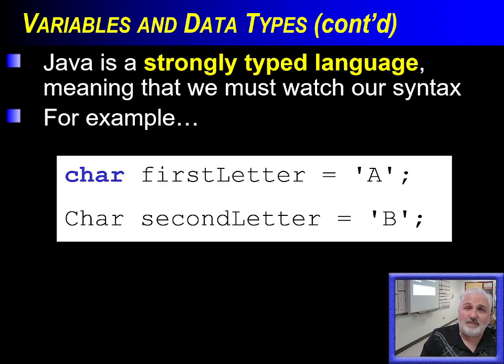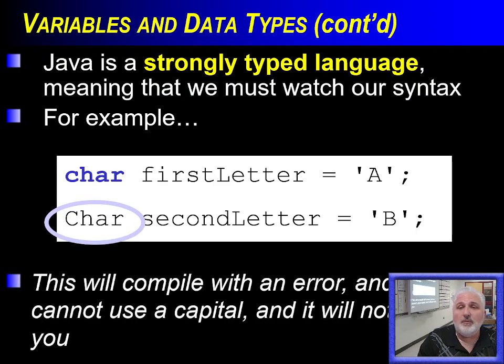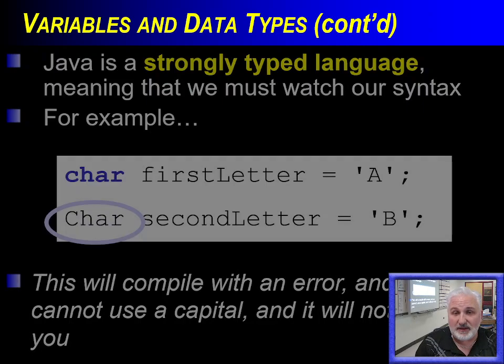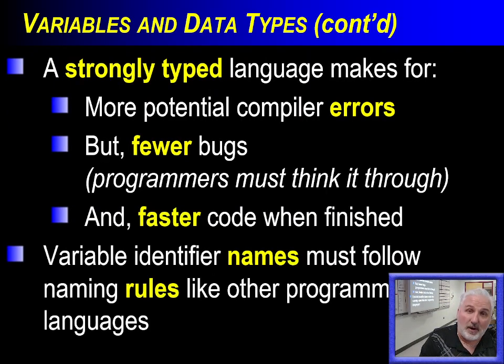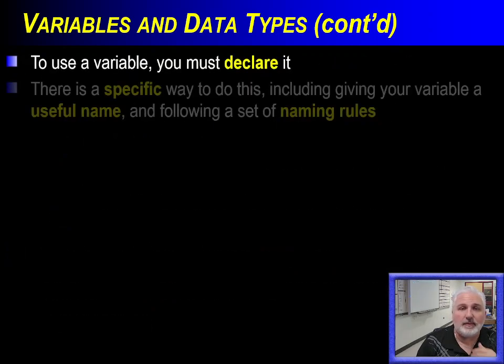Java is a strongly typed language, as is C#, which means our syntax and our upper and lowercase lettering matters. So a capital letter will be interpreted differently than a lowercase letter. Okay? Strongly typed languages means as a programmer, you need to be more engaged in your coding. This actually leads to fewer bugs and fewer compiler errors, and obviously faster code when compiled, but it doesn't allow for as much flexibility for you as a programmer.